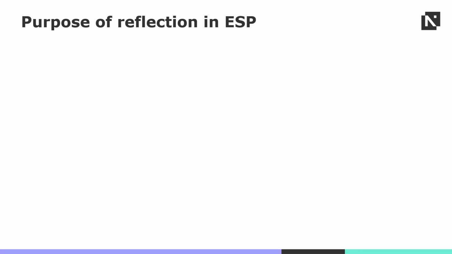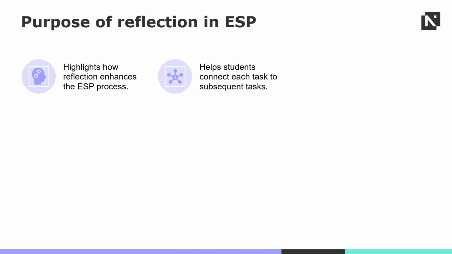So let's explore the purpose of reflection a little bit further. Reflection is not just a retrospective activity, but an essential part of continuous learning and improvement. Firstly, reflection enhances the ESP process by encouraging students to think deeply about their actions, decisions, and outcomes, helping them gain clarity on how they can improve. It also helps students make connections between each task and the next, fostering a holistic understanding of the project and how each component contributes to the overall outcome.